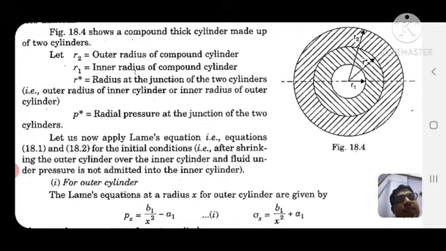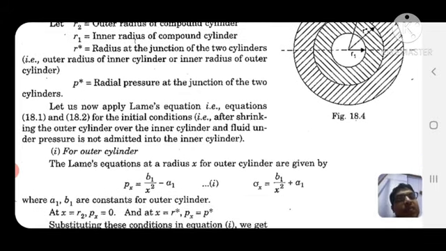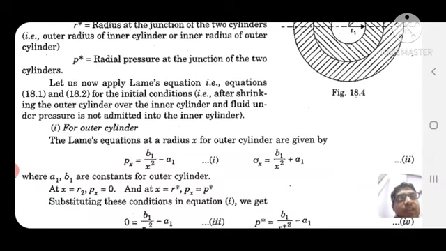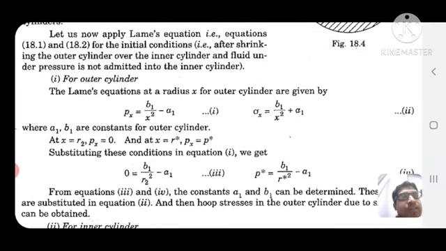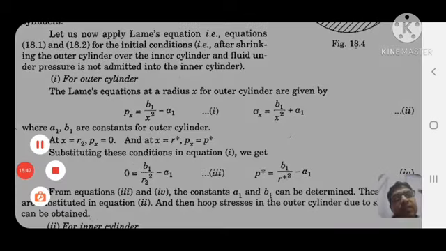Now let us apply the Lame's equations, that is, the equations for the initial conditions. That is, after shrinking the outer cylinder over the inner cylinder, and fluid under pressure is not admitted into the inner cylinder. For the outer cylinder, the Lame's equation at a radius x is given by Px equal to B1 by x square minus A1, and Sigma x equal to B1 by x square plus A1, where A1 and B1 are constants for the outer cylinder.